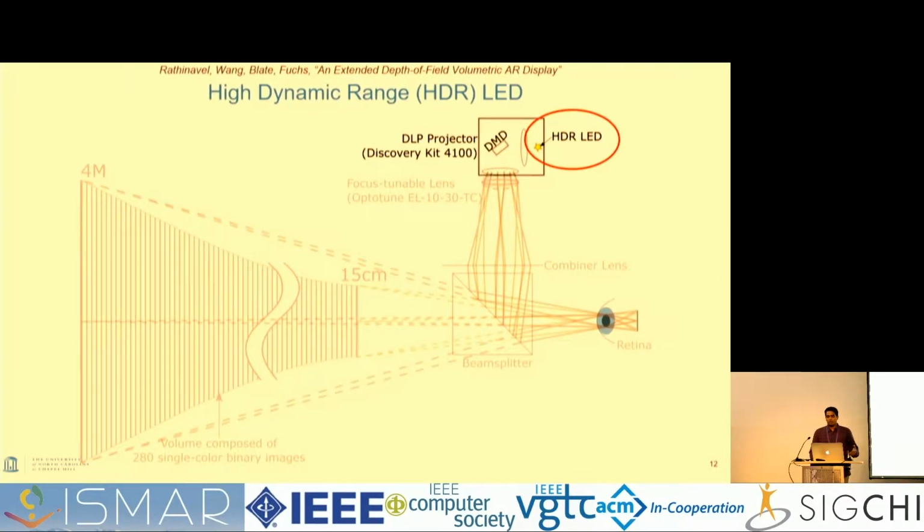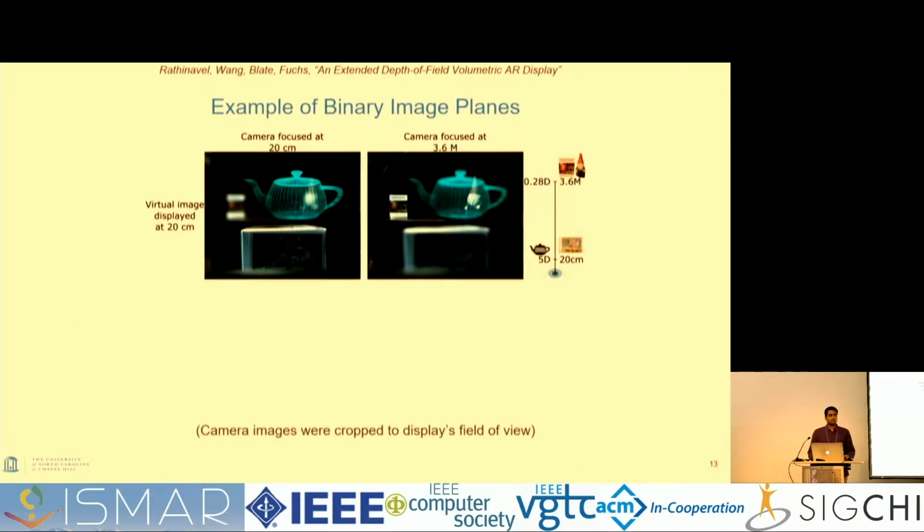So, by the way, we also modified our DMD projector to use a high dynamic range LED, and we will come to why this was an important step in this project later. So these are examples of some binary images that can be seen. The legend on the right basically shows you the relative positions of the virtual and real objects.